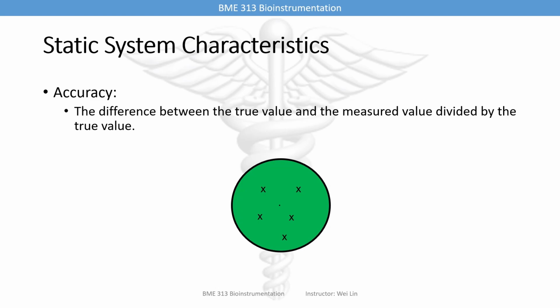Let's discuss the static characteristics of a system. The first characteristic is accuracy, which is defined as the difference between the true value and the measured value, divided by the true value. It indicates how close a measurement is to the actual value.